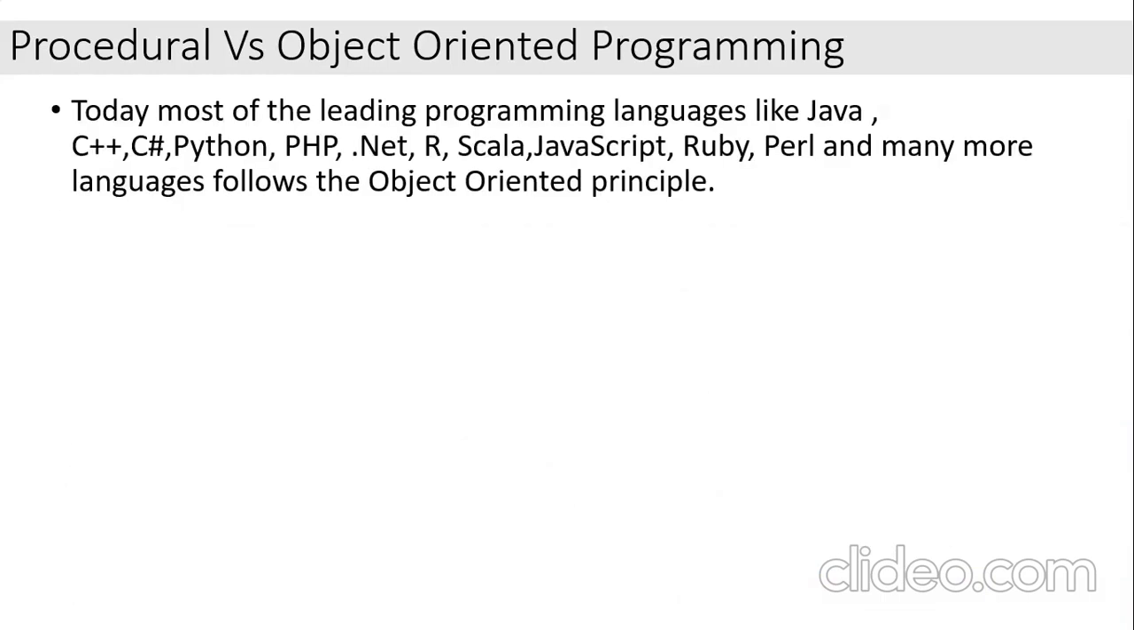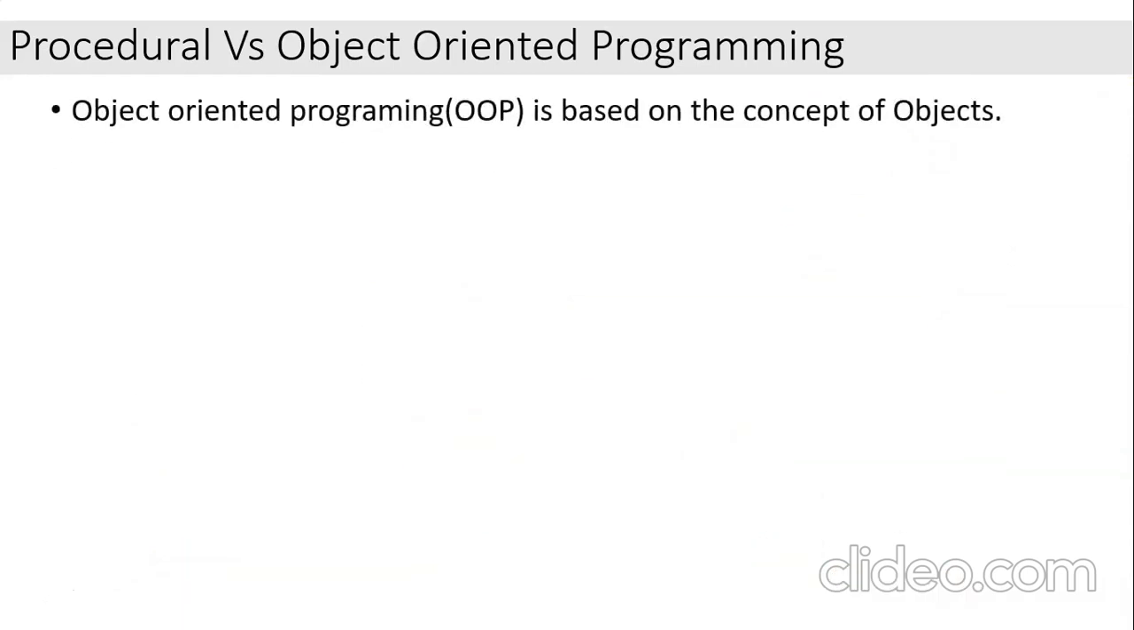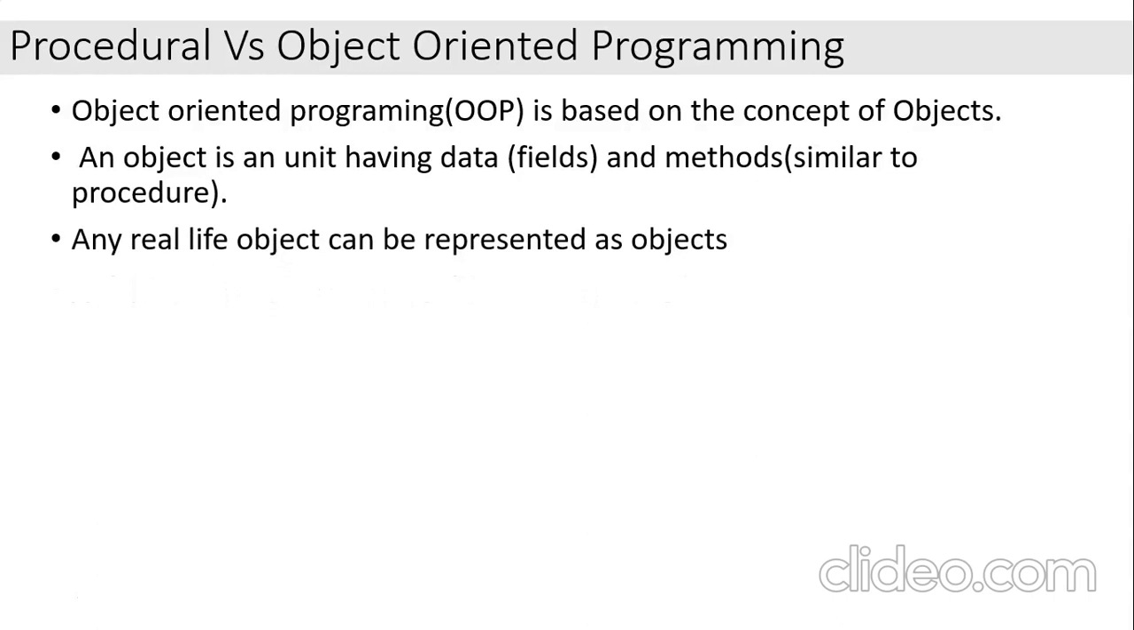But today most of the leading programming languages, like Java, C#, Python, PHP, .NET, Scala, Ruby, and Perl, are examples of object-oriented programming languages. So all the mainstream languages are object-oriented. Object-oriented programming, or in short OOP, is based on the concept of object. An object is a unit having data and methods. So an object encapsulates the data and methods as a unit. A method is similar to a procedure or function. Any real-life entity can be represented as an object in object-oriented programming.